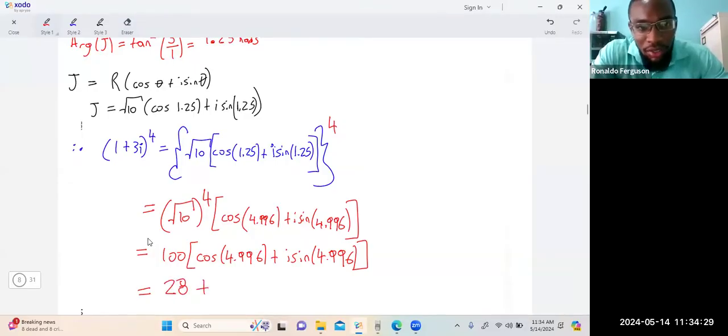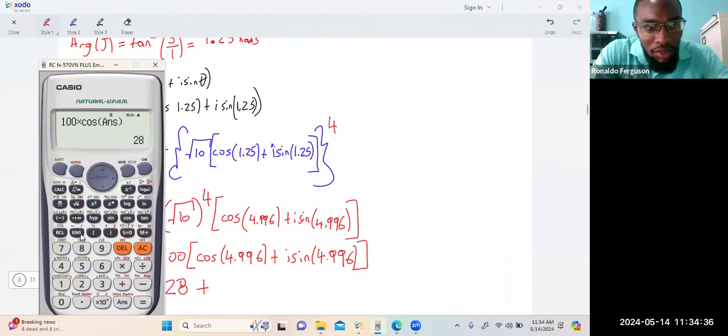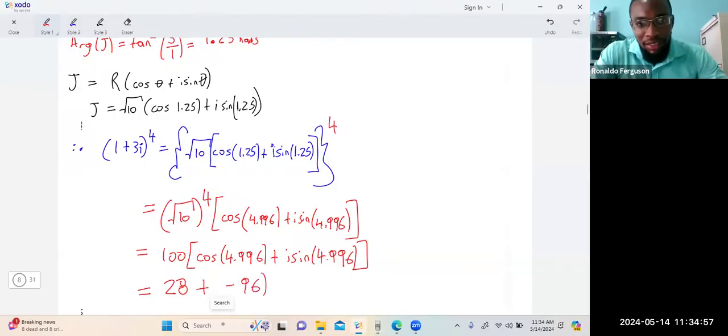Then we need now plus. Now you're going to multiply the 100 times the sine of 4.996. So now tan inverse 3 was this times 4. That was 4.996. Now we need to multiply 100 times sine 4.996. I'll get negative 96. So plus negative 96 times i, which is indeed 28 minus 96i.